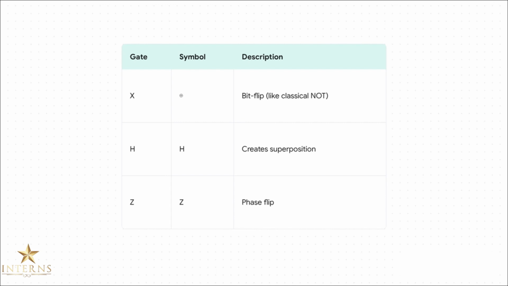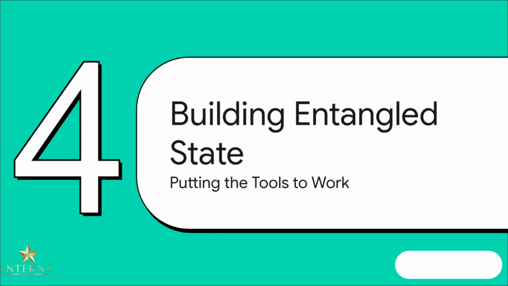This is our superposition creator. This is the one that takes a definite qubit and bam, puts it into that 50-50 state of being both 0 and 1 at the exact same time. Okay, we've got our blueprint. We've got our basic tools. Now for the main event.